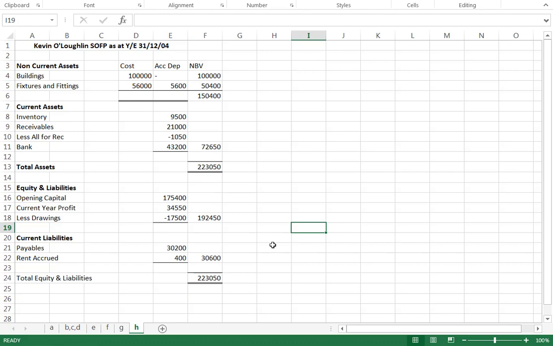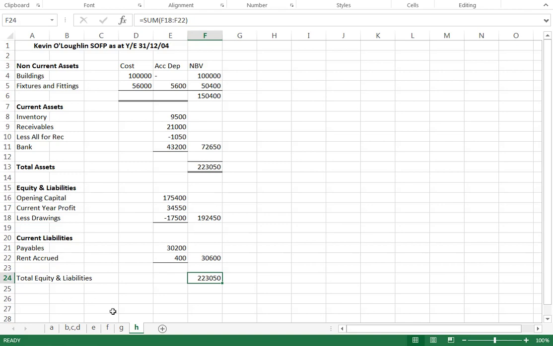Let me just go back to my income statement and my statement of financial position on page 369 and 370. Okay, net profit 34550 and total equities and liabilities 223050. Okay, so that is your answer to that particular question.